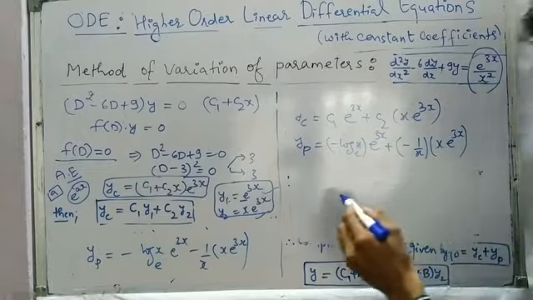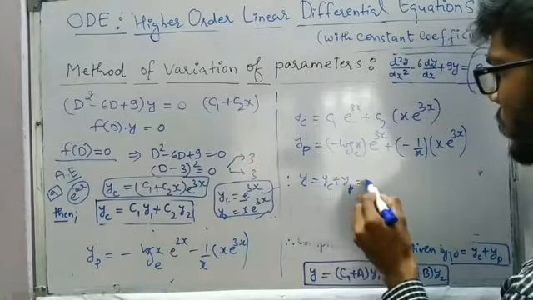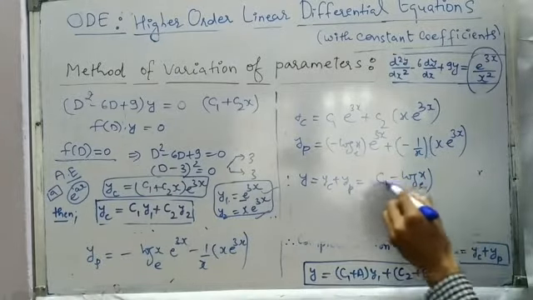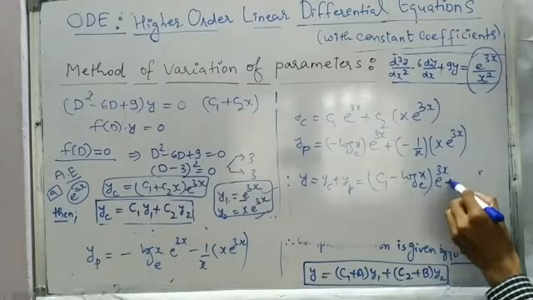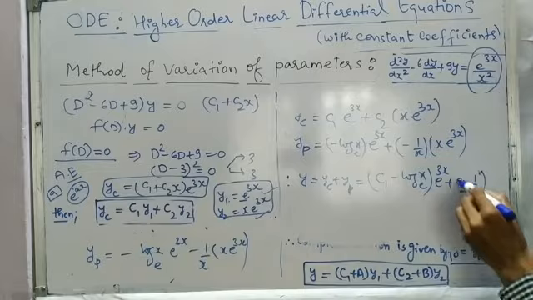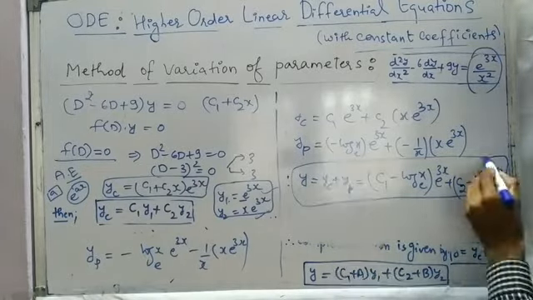So if it is asked to write the complete solution, we can write y is equal to yc plus yp. So this is nothing but c1 plus a, so c1 minus log x base e power 3x, so this is nothing but y1, and c2 plus b, so c2 minus 1 by x, and y2 is nothing but x e power 3x. So this is going to be our complete solution.